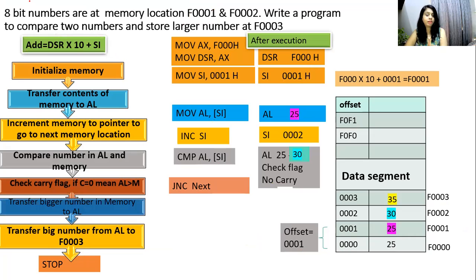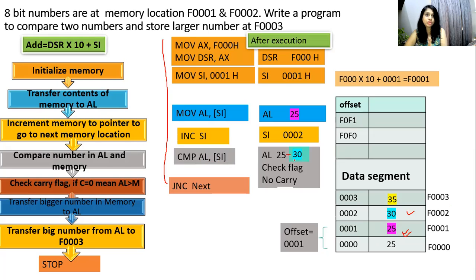But what if this number is smaller? Now I'm explaining the next situation. The entire program till this step is the same, but what if the number here is smaller and the number here is bigger? When we execute the same program, again move AL, [SI]. First it will transfer 25 into this. Then it is incrementing SI, so it will hold 2. Compare AL, [SI], so AL holds 25 and now minus this 30.